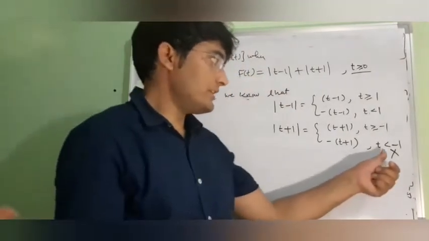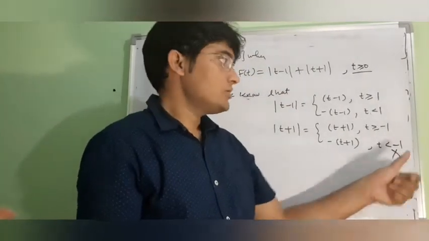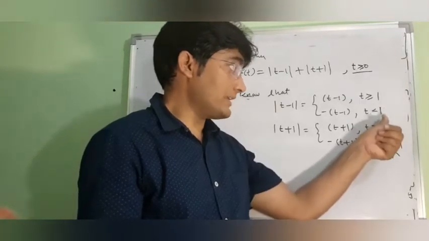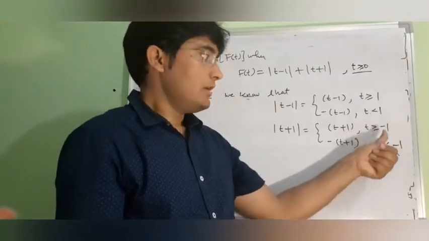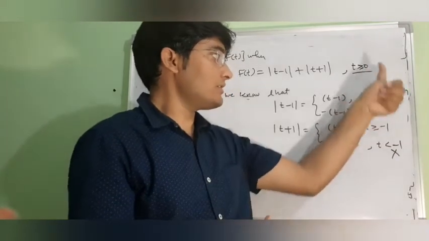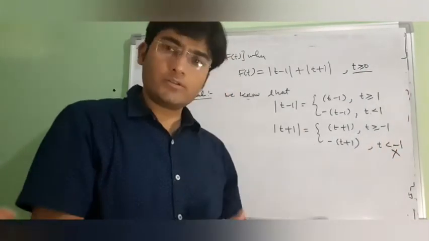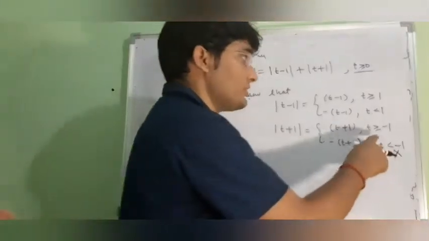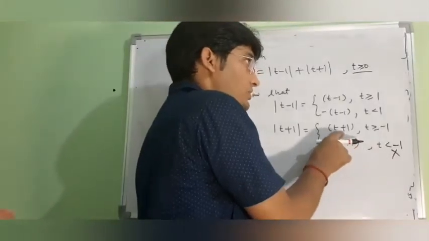So this condition is not possible because our t is less than minus 1. So either we will have the condition when t is greater than 0 but less than 1. And again, this can be possible because t is greater than equal to 0. So we can also say that t is greater than equal to minus 1 or greater than minus 1. So this condition is possible.